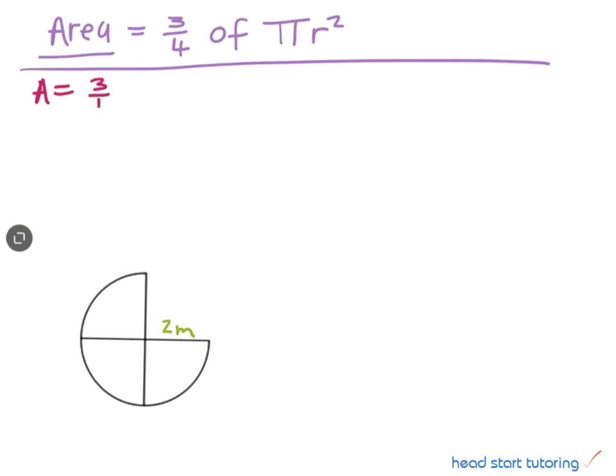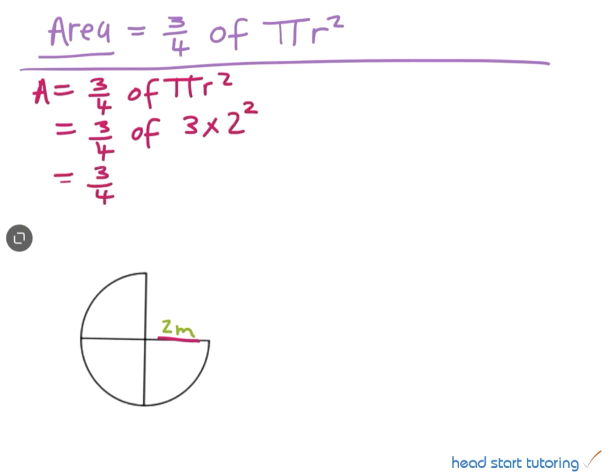So we write down 3/4 of pi r squared, and that gives us 3/4 of 3 multiplied by our radius squared, and our radius is 2 meters, so 2 meters squared. Remember, "of" is the same as a multiplication, so it's 3/4 multiplied by 3 multiplied by 4. That gives us 3/4 multiplied by 12, and let's put that over 1.